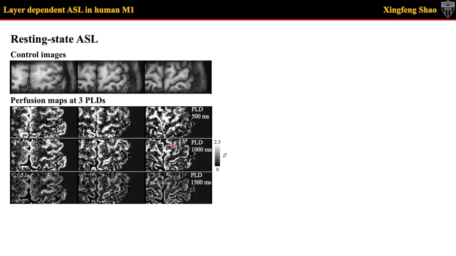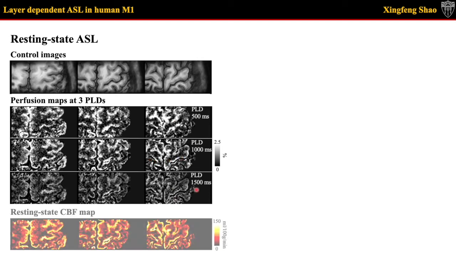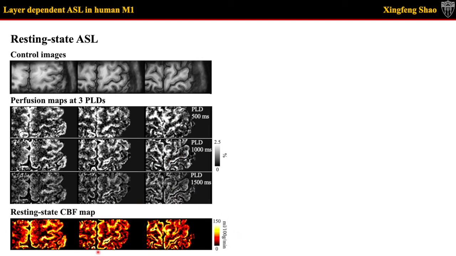So here are the perfusion maps acquired at 3 PLDs. At an early PLD of 500 milliseconds, perfusion signal mainly remains in pial surfaces, and at longer PLDs of 1 and 1.5 seconds, the majority of the ASL signal reached the gray matter. Here's the resting state CBF map estimated from 3 PLDs.